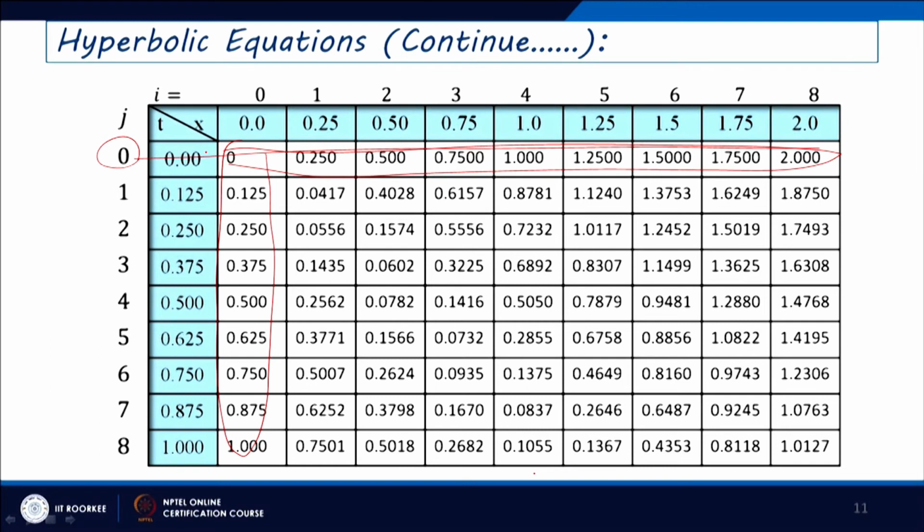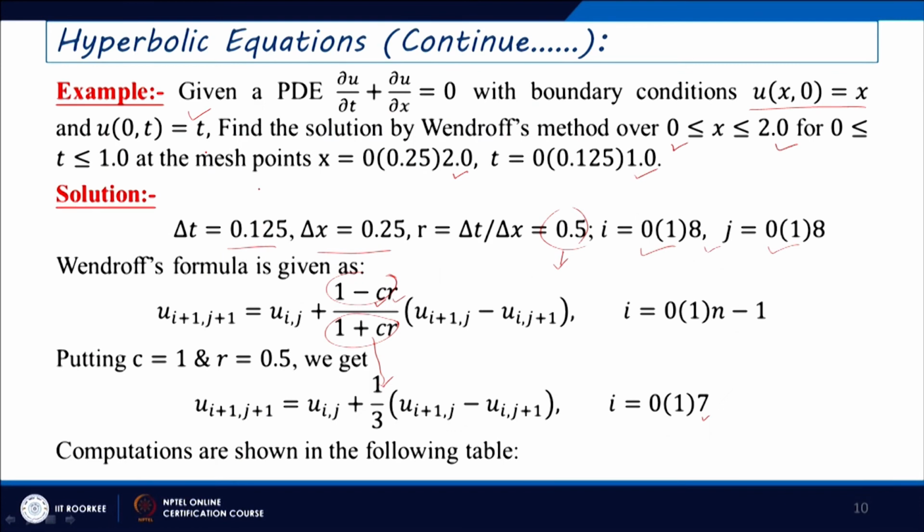For the first cell calculation, that is at i equals to 1 and j equals to 1, if you see this formulation here, it is written as u i plus 1, j plus 1 equals u i, j plus 1 minus C r by 1 plus C r, u i plus 1, j minus u i, j plus 1. So, for the starting value, if you put here i equals to 0 and j equals to 0, then we can obtain the value at u 1 1 there.